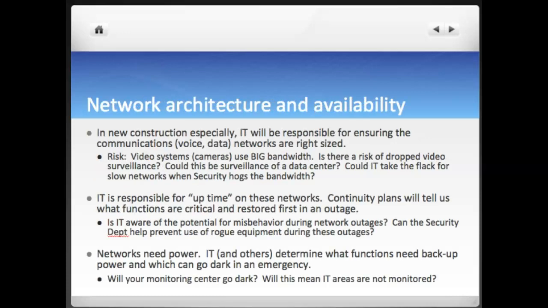So I'm not going to go through every one of those IT functions, but I did pick out two. So let's start with network architecture and availability. We know in new construction, IT is responsible for ensuring the right size of those voice and data networks. If they don't size it correctly, and you have a video system, how good is the quality of those images going to be? And is it going to impact whether you can do your job or not? You could drop video, especially when you need it.